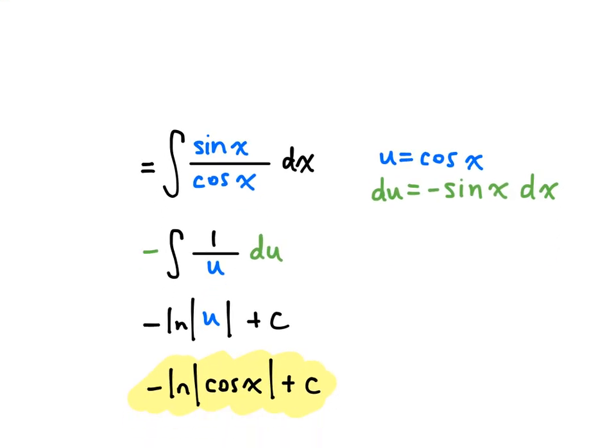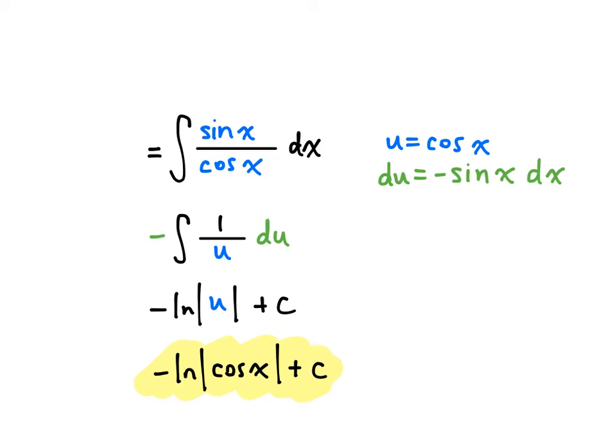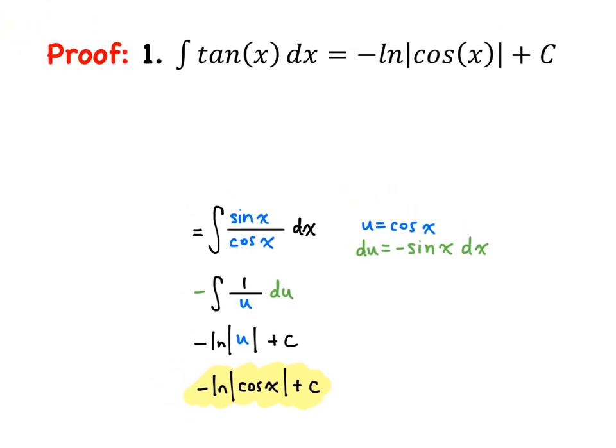As we make our substitution back, don't forget to bring the negative down for the ride. Substitute back in, and we get our final answer: negative ln of the absolute value of cosine of x plus c is the integral of the tangent. So there we have it.